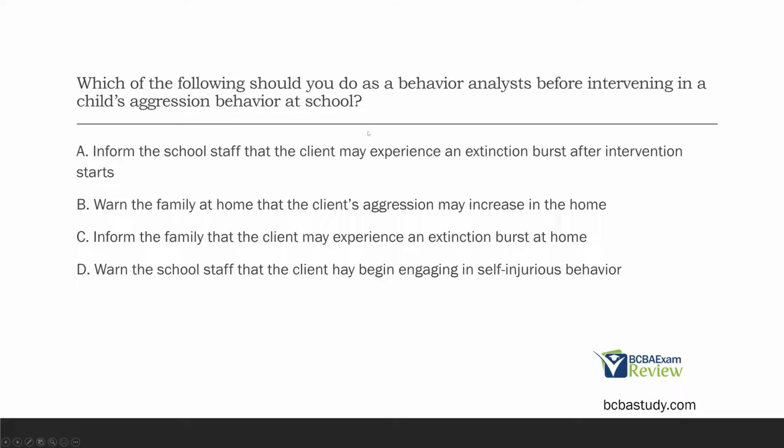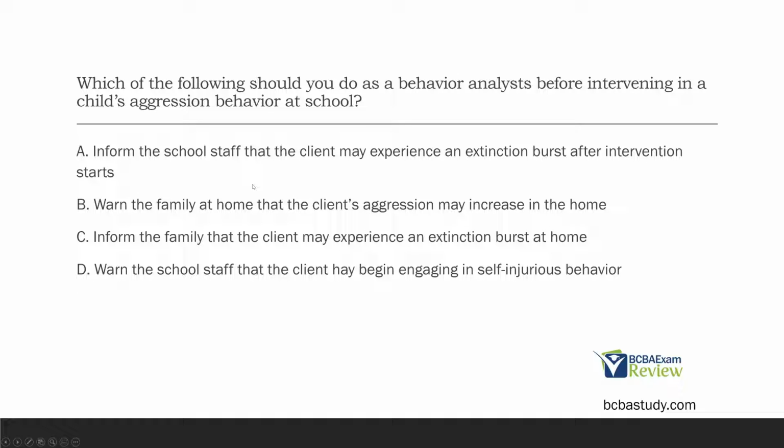Which of the following should you do as a behavior analyst before intervening in a child's aggression behavior at school? All right. We are a behavior analyst, and we want to intervene in a child's aggression behavior. Now, the at school piece is very important to this question. All the information here is important. What do we need to do? And they want to know before we start this intervention. So we know we're going to be intervening at school for aggression. What do we need to do before we start?